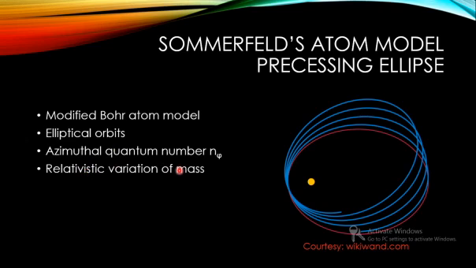He also proposed that because the orbit is an ellipse, the velocity of the electron along the orbit will vary greatly, and at times will be very close to the velocity of light in vacuum, and hence there will be a variation in the mass of the electron. Relativistic variation will be felt, and hence the ellipse will not be a fixed one as shown in the red ellipse, but a precessing ellipse as shown using blue orbits.